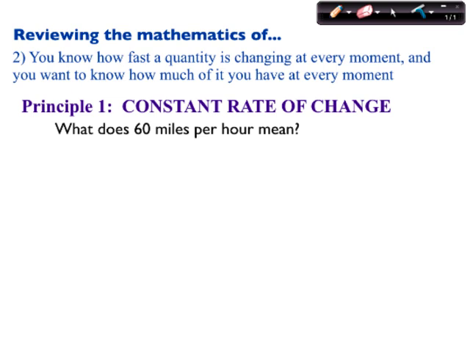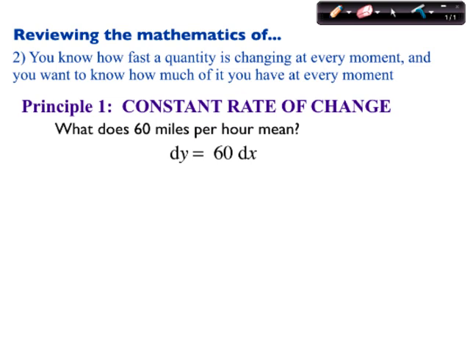For every X hours, you go X times 60 miles. You said 30, yes, it's 60. For any variation in time, you move 60 times that variation. Your variation in distance is 60 times that change in time.